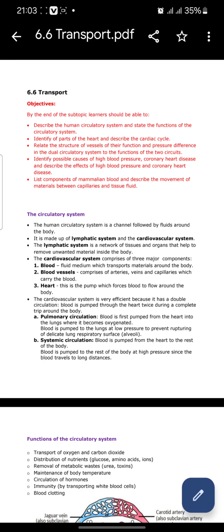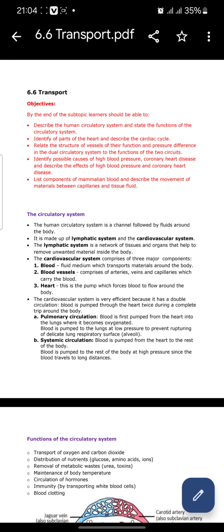For example, it starts at the lungs, and from the lungs it returns to the heart, then from the heart it goes to the rest of the body, then from the rest of the body it returns to the heart again, then from the heart it goes back to the lungs. So you can see that it enters the heart twice to complete one cycle. It is a double circulatory system. Simply means that the blood is pumped through the heart twice to complete one cycle.